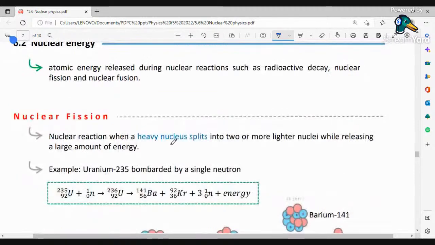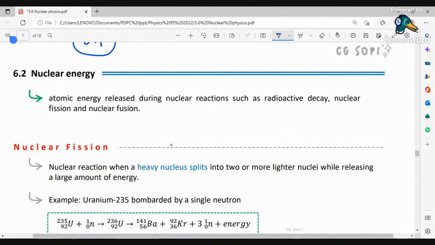Okay, 6.2 nuclear energy. Atomic energy released during nuclear reactions such as radioactive decay, nuclear fission, and nuclear fusion. Okay, the first one, nuclear fission. Nuclear fission when heavy nucleus split. Split maksudnya dia terbelah dua atau terpisah dua. Heavy nucleus split into 2 or more lighter nuclei while releasing large amount of energy.